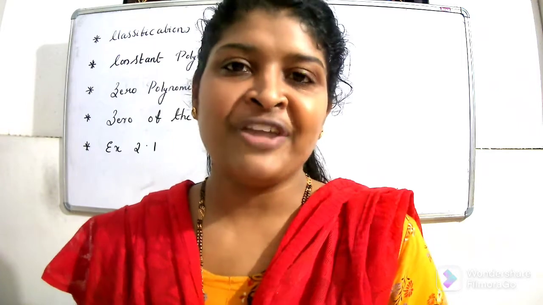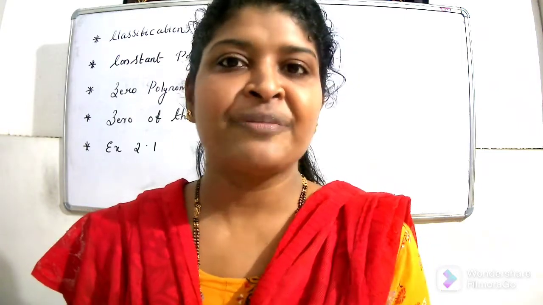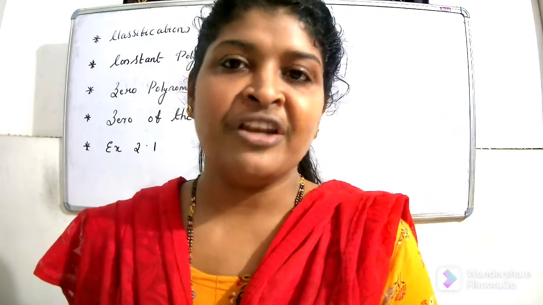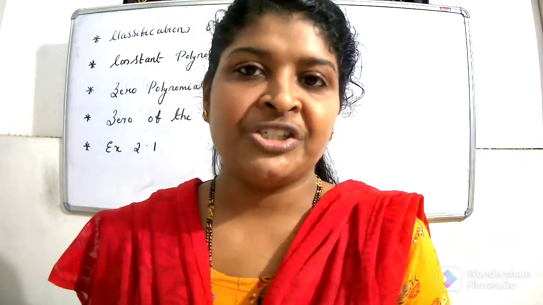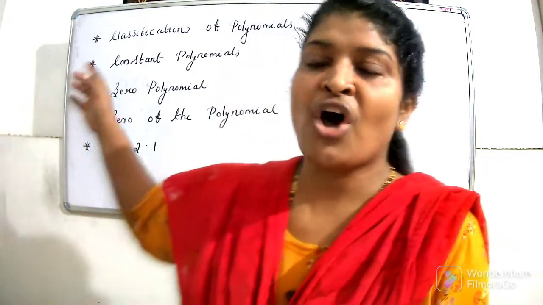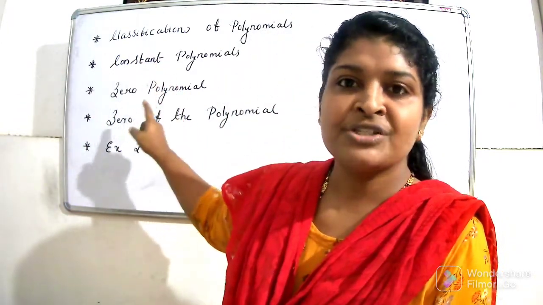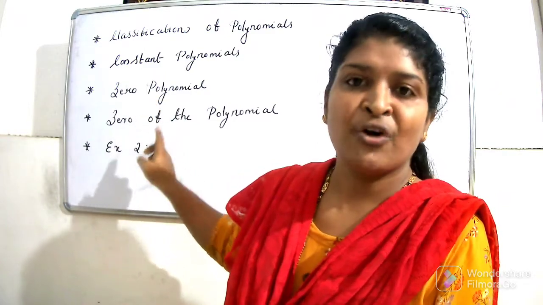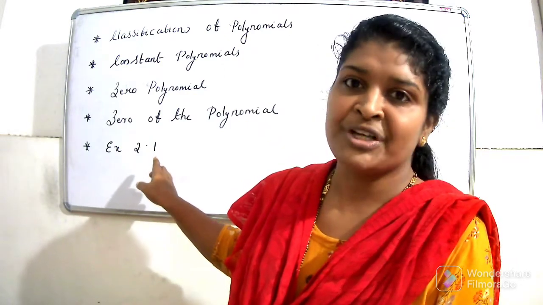This is Bindu Devi. In the previous video we discussed the chapter Polynomials from class 9 CBSE. There we learned the difference between algebraic expressions and polynomials. Today's video is a continuation, that means the classification of polynomials. What is a constant polynomial, what is a zero polynomial, what is the zero of a polynomial, and of course exercise 2.1 we are covering in today's video.